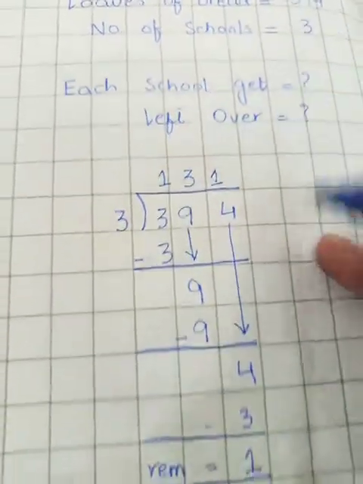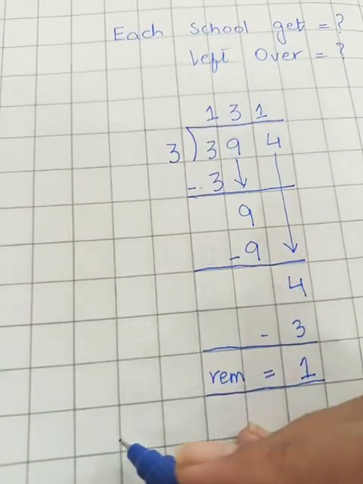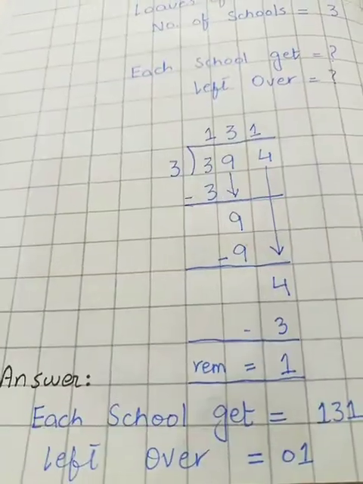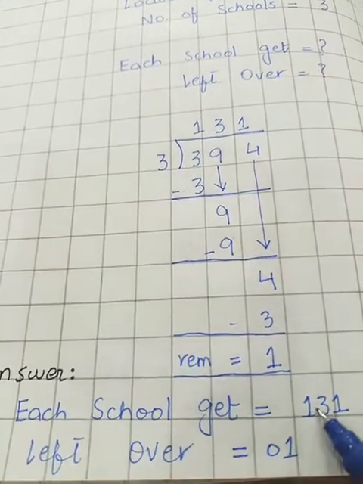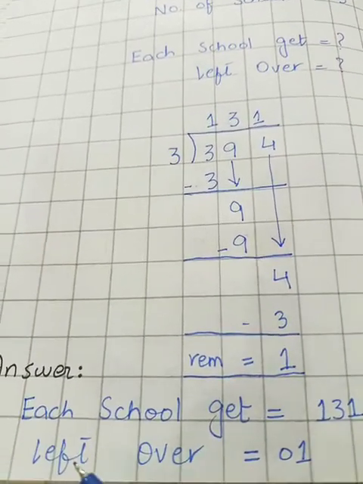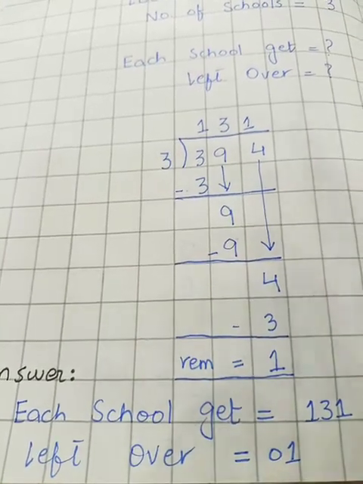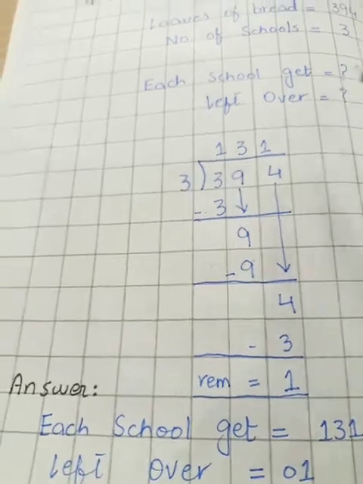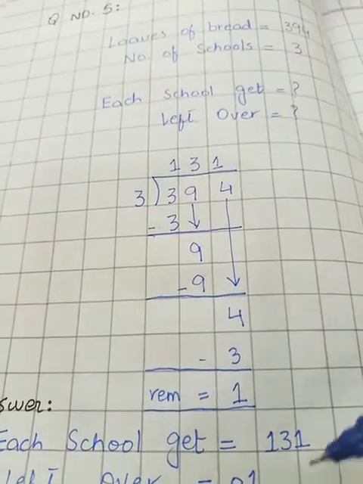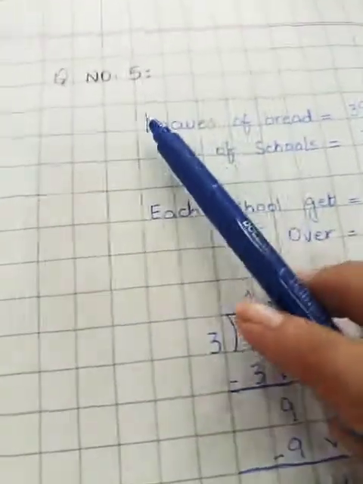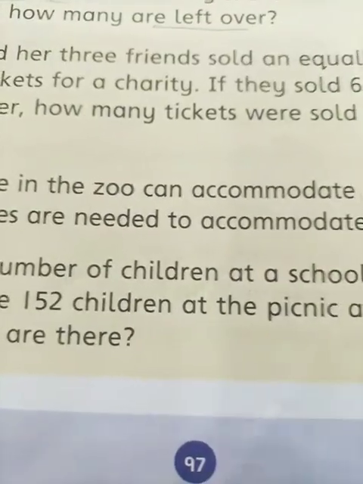Okay students, now it's time to write the answer portion here. I am writing it here. Look at this students, I have written my answer here. Each school will get 131 loaves and there will be 1 loaf left over after distributing all the loaves among the 3 schools. Okay students, we have completed our 5 questions of word problems on page number 97.